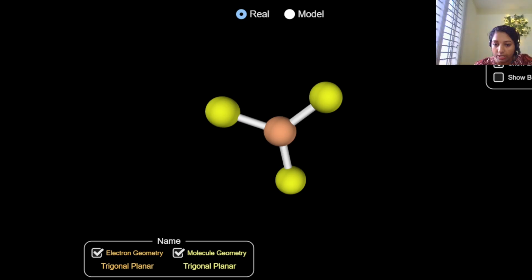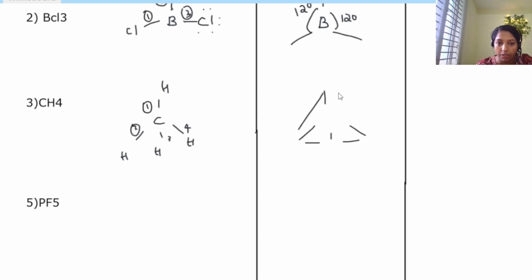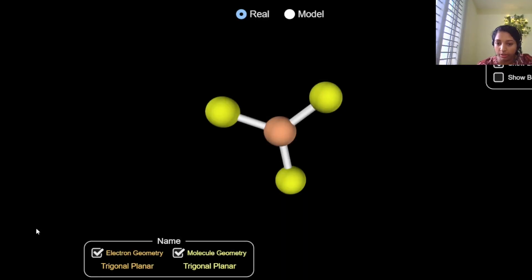Okay, now let's see the next one, CH4. So CH4 means carbon has 4 valence electrons, and there are 4 hydrogen atoms. So now the electron clouds are 4. With 4, what's the maximum distance? Yes, it's tetrahedral. So the molecule has to arrange like a tetrahedral. Maybe you are not that familiar with the tetrahedral. You can imagine a pyramid, and on top of that one more atom is there.